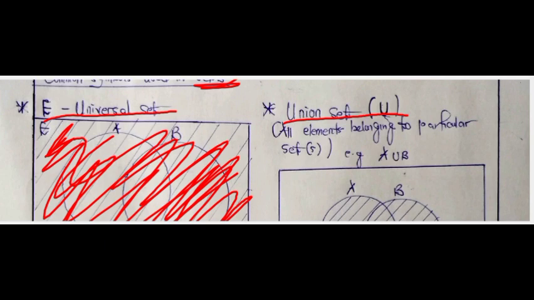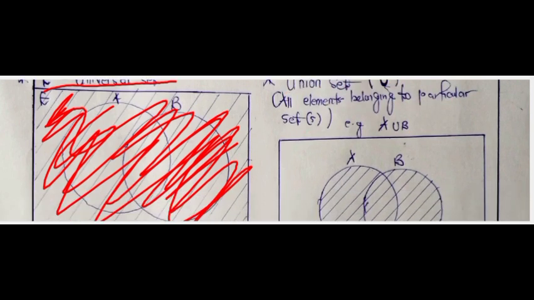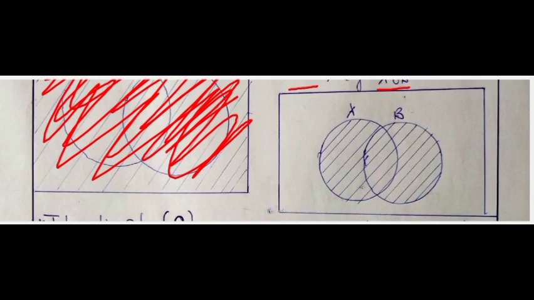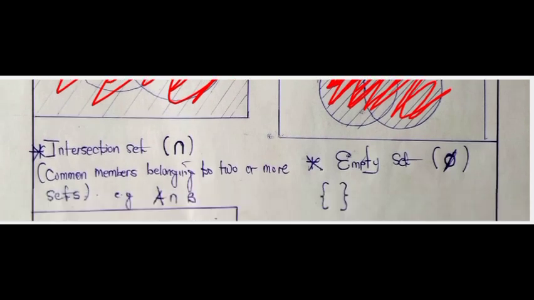Now, to understand union of sets, it is all the elements belonging to a particular set or sets. For example, if we are given A union B, this is how it may look in pictorial form or in a Venn diagram. So it's all the members that belong to A and B. So all the members, union, that's what it will mean.